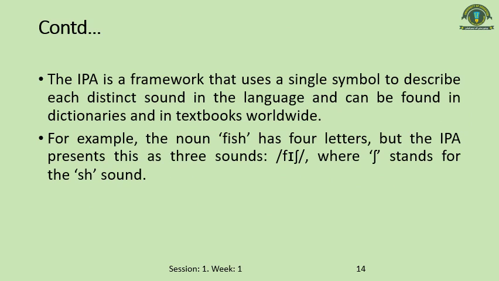Look at this slide. The IPA is a framework that uses a single symbol to describe each distinct sound in the language and can be found in dictionaries and in textbooks worldwide. So it is a framework that uses a single symbol to describe each distinct sound in the language, whatever the language is. This is what is found in the dictionaries and textbooks.